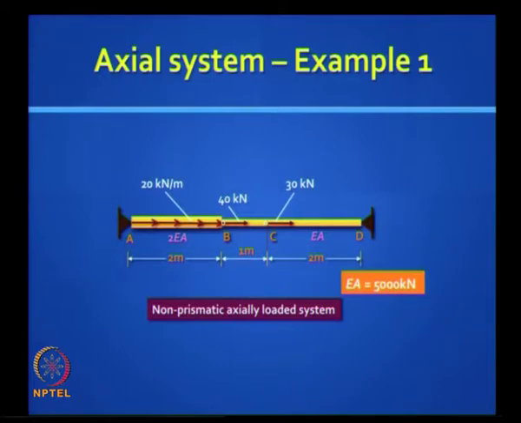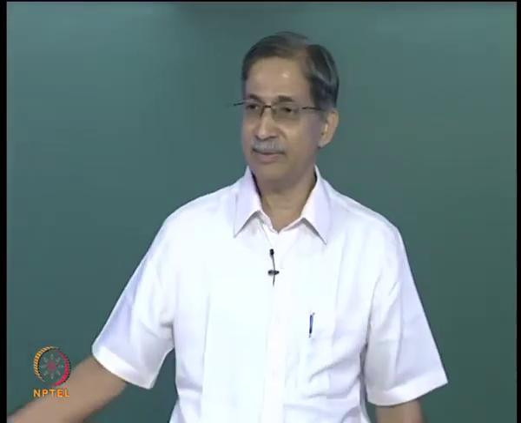Now before we start this problem, can you predict the variation in axial force and the variation in displacement? Just scribble something in your paper, we will check out whether your intuition is right, okay, just scribble something. How will n of x vary with x and how will u of x vary with x along this full length of this non-prismatic axial system?